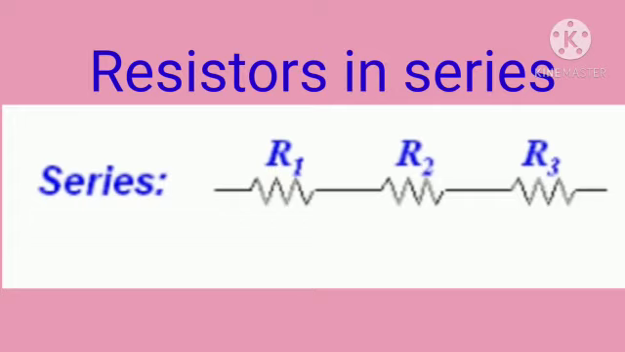If resistors are connected in series, then the same current flows through each resistor, and the effective resistance of the resistors is equal to the sum of their individual resistances. The effective resistance is larger than each of the individual resistances, and this arrangement is used to increase the resistance in a circuit.